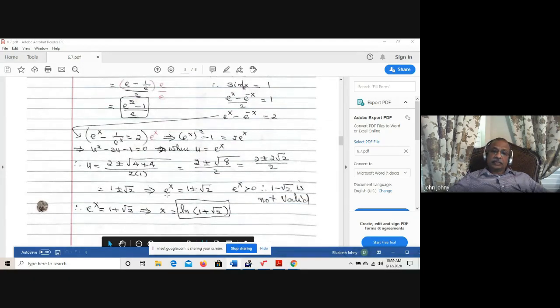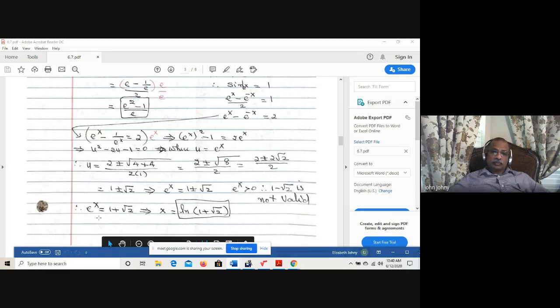That is e to the x is equal to 1 plus square root of 2 or 1 minus square root of 2. Negative is not valid. 1 minus square root of 2 is a negative number. E to the power of anything cannot be negative because the range of the e to the x function is 0 to infinity. So this is not valid.